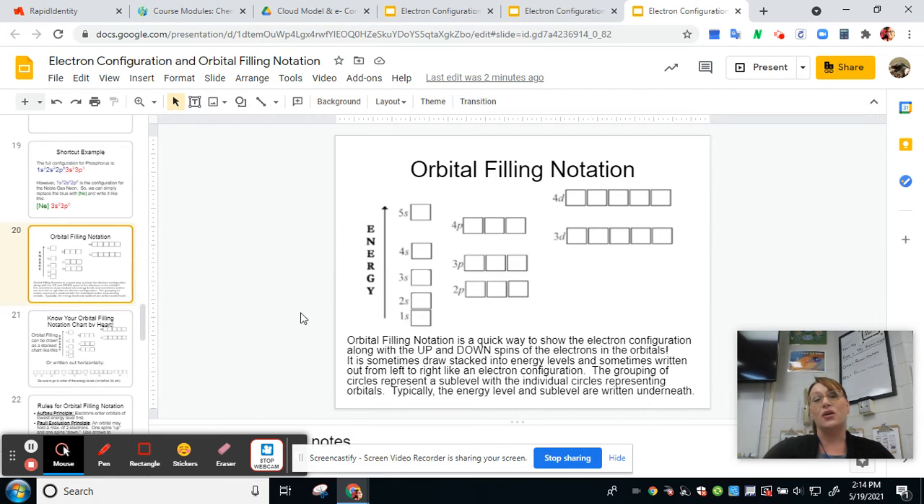So what I've done on the orbital filling chart is I've started at the bottom, and if it's an S sublevel, I drew one box because there's only one spherical orbital. If it's a P sublevel, then I drew 3 boxes because there are 3 dumbbell-shaped orbitals. Remember that. And if it's a D sublevel, I drew 5 boxes because the D sublevel can have 5 cloverleaf-shaped orbitals. So the number of boxes correspond to the clouds for the orbitals.